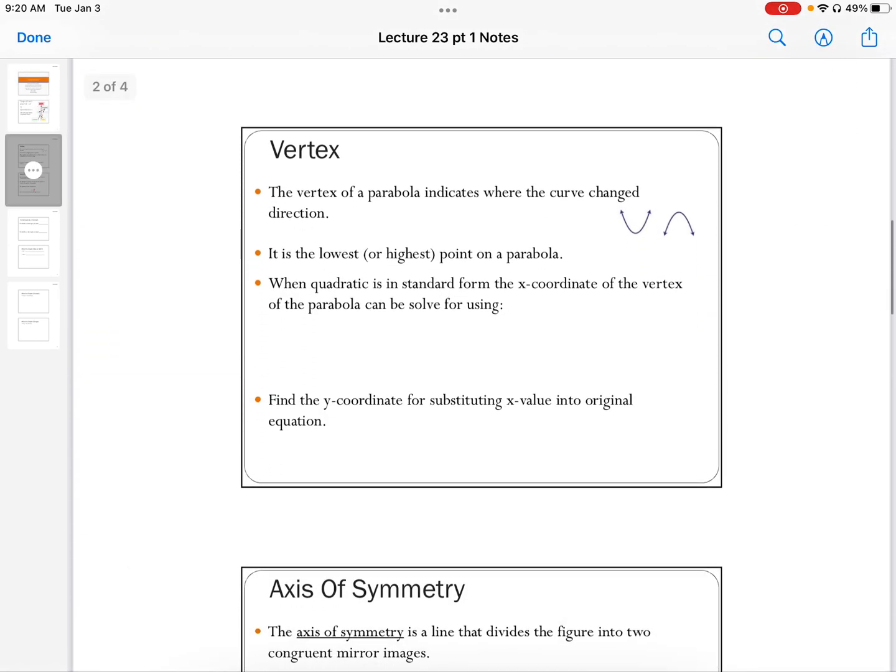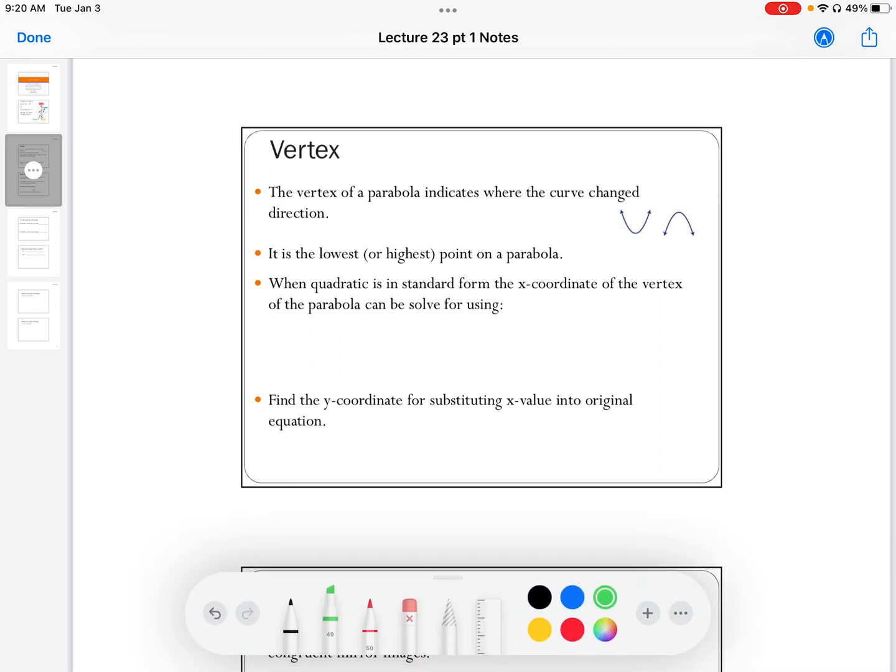First thing that we have is the vertex. The vertex of a parabola indicates where the curve has changed direction. So for example, we were going down and now we have changed to going up. That point is going to be your vertex. That would be the lowest point on a parabola. You can also start out by going up and then where it switches you are going to go down. That is also a vertex. That would be the highest point.